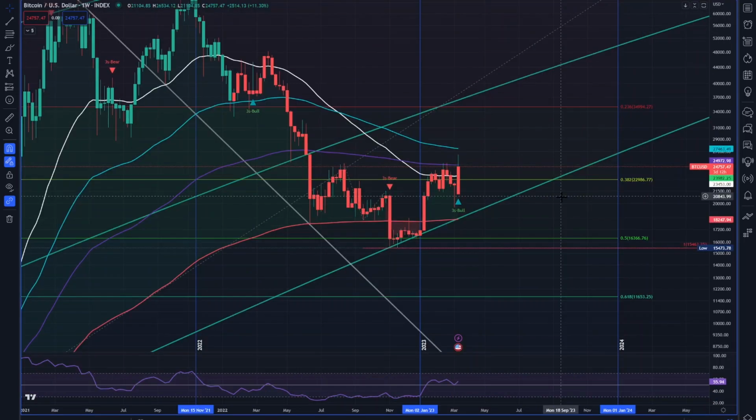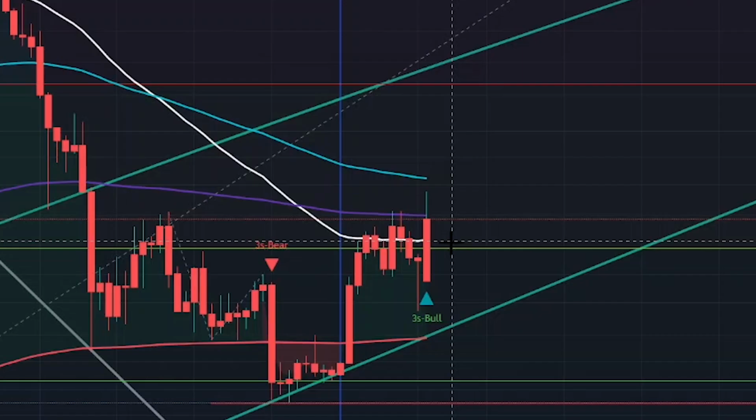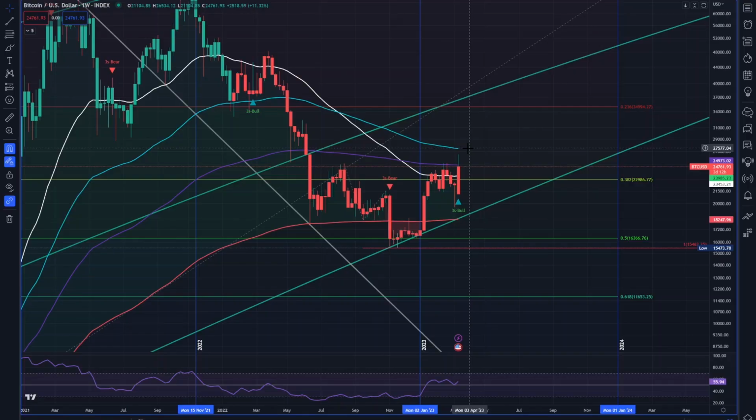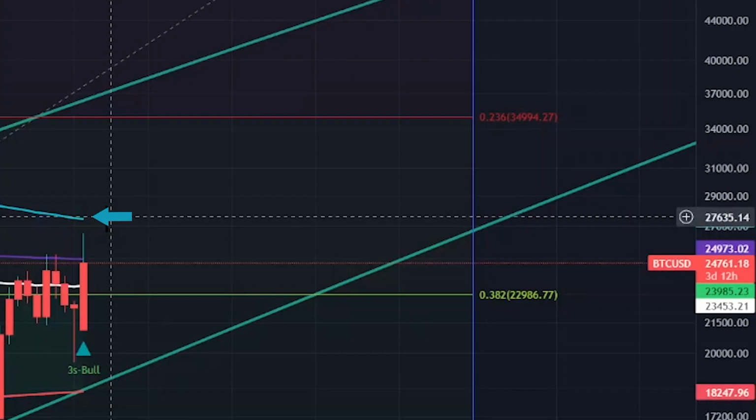Looking at the smooth moving averages on the weekly, we can see price has crept back above the 21 smooth moving average and is currently contesting with the 100, which is the purple line right here. The next one we're looking at is 27,500, which is the 50.